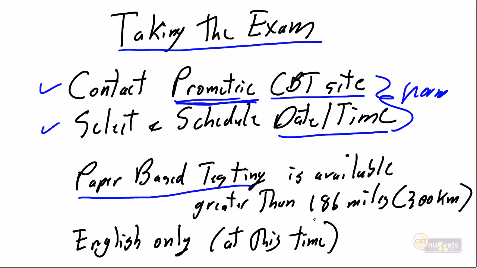But generically speaking, if there is not a Prometric site within 186 miles of your home, and I'm saying this based on U.S. measurement, or for those of us who are not U.S. based, where did that very odd 186 mile radius come from? Well, it comes from probably a more round number. If you're not within 300 kilometers of a Prometric site, you are most likely eligible to take a paper-based exam.